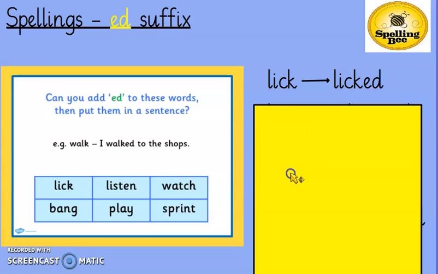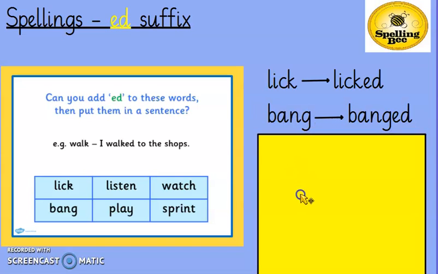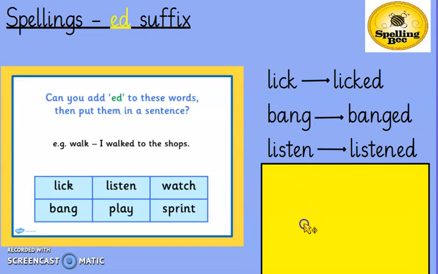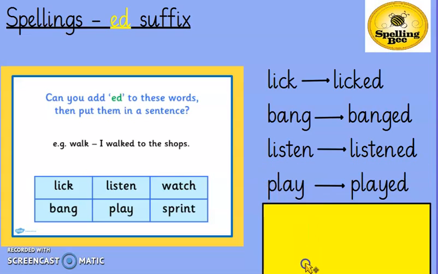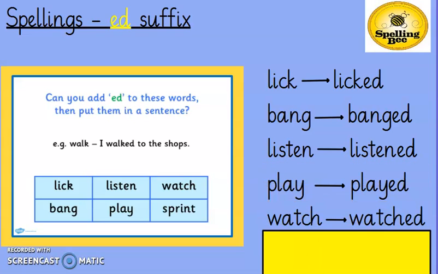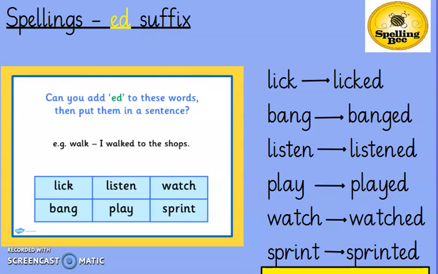Okay, so let's carry on then. So you can mark your work as you go along. So if you've got the correct spelling, I'd like you to give it a tick. If you've not spelt the word correctly, I'd like you to go back and write the correct spelling next to it or underneath where you have some space. So bang becomes banged, listen becomes listened, play becomes played, watch becomes watched, and sprint becomes sprinted.